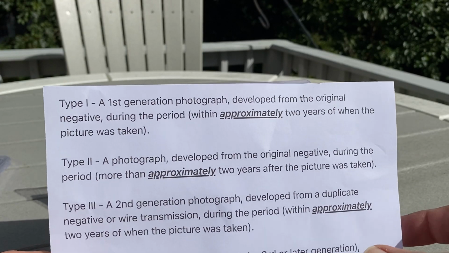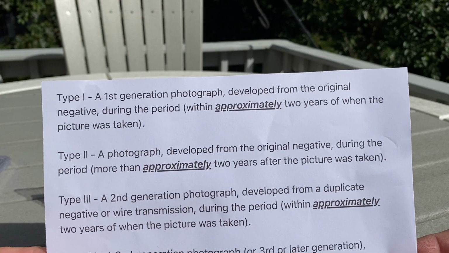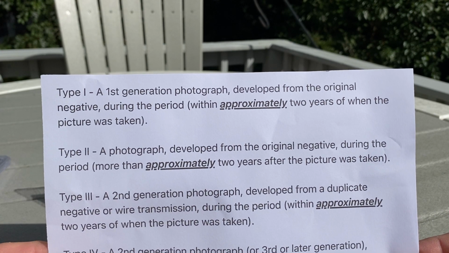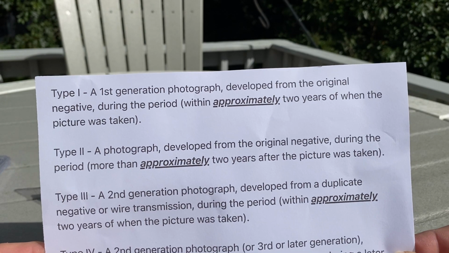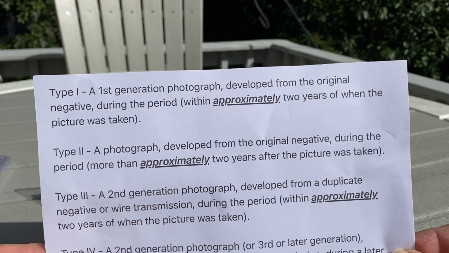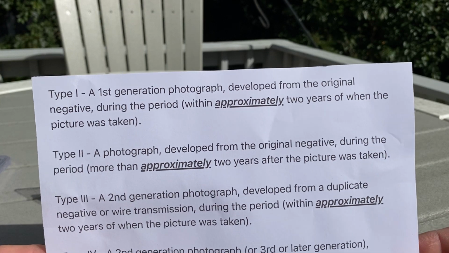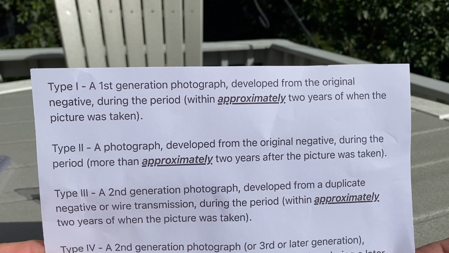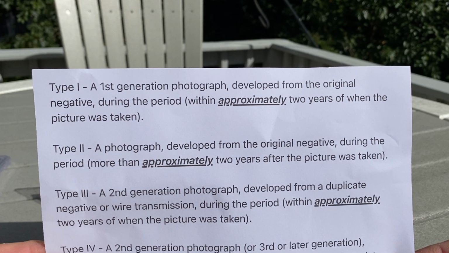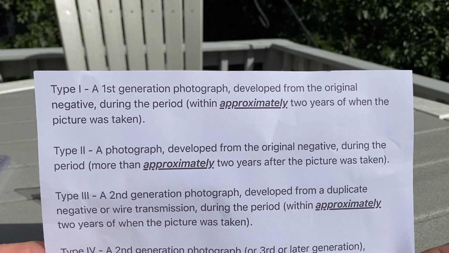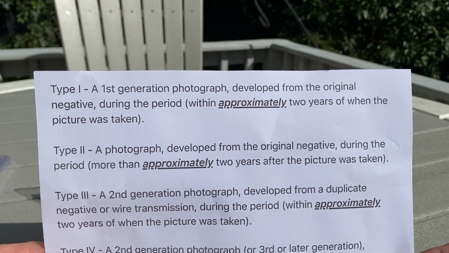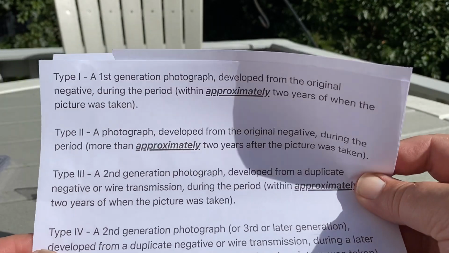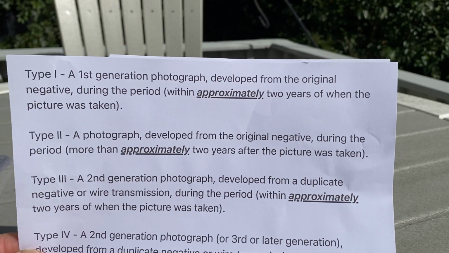A Type 1 is a first generation photograph developed from the original negative during the period when the picture was taken, and that period is approximately 2 years. So when the photographer clicked his camera and developed a negative, anything printed from that point up to about 2 years later is a Type 1. And those are the ones people want.